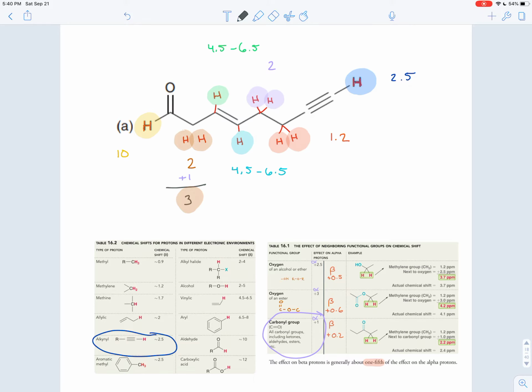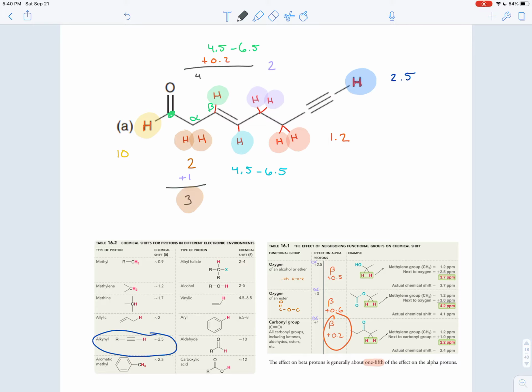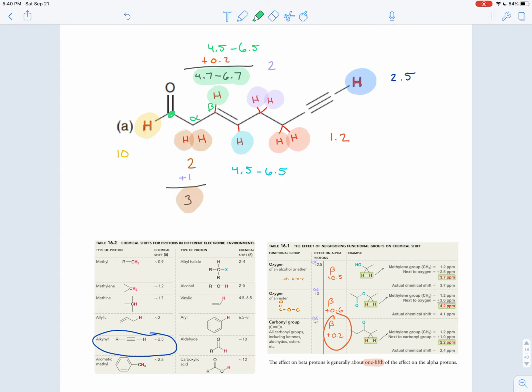Also, the green hydrogen is beta, right? Here's the carbonyl, alpha to it, beta. And if you're beta to a carbonyl, then you add 0.2. Oops, sorry, that should go with the green one. So you add 0.2, and so you'd expect that to be between 4.7 and 6.7. Since that is the only electronegative atom in the molecule, and we've considered all the alpha or beta hydrogens next to it, these would be the predicted chemical shifts.